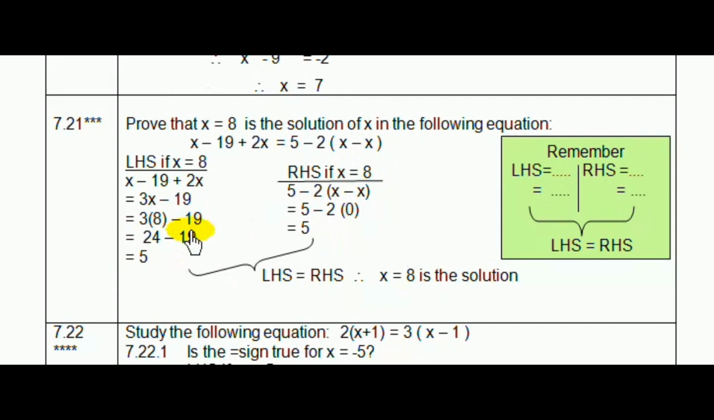I tested 8. They gave me the 8. I didn't work it out. I only tested it. Remember your left hand side and your right hand side. The method to test or to prove is like this.